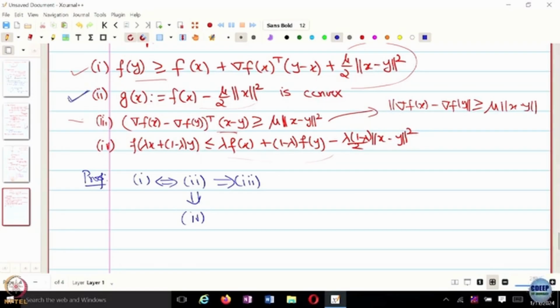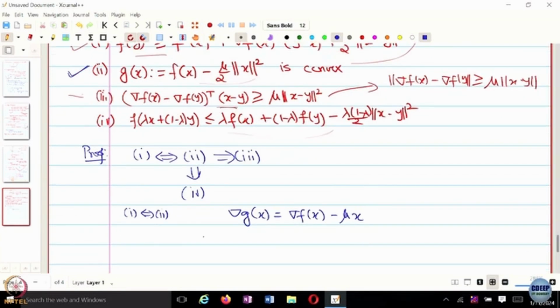This particular result is going to be important. In fact, you will see it in most of the proofs. So let's try and show that 1 is equivalent to 2. So what is the gradient of g here? What is the gradient of g of x? It is gradient of f minus mu x, right? So g is convex.